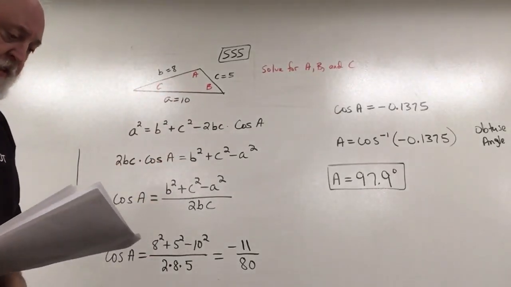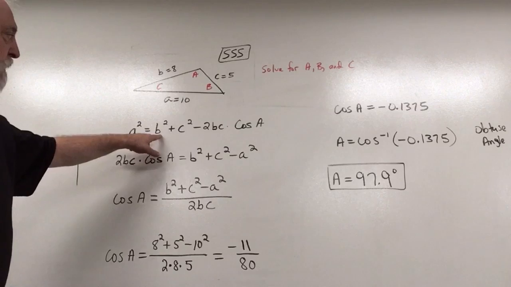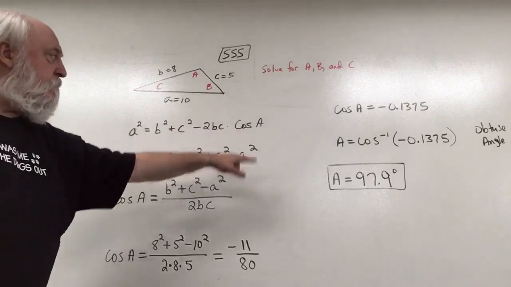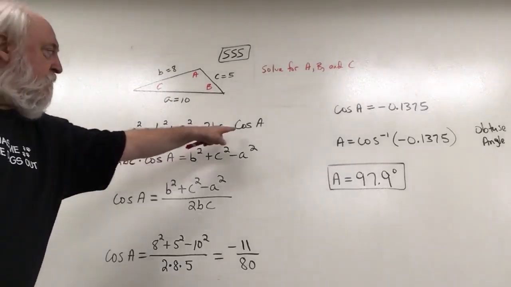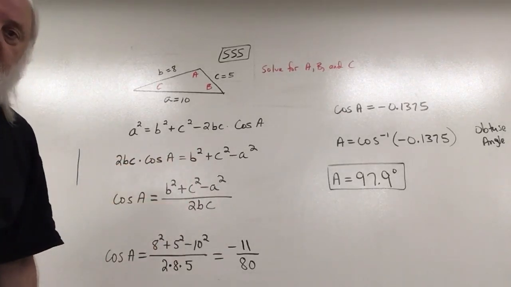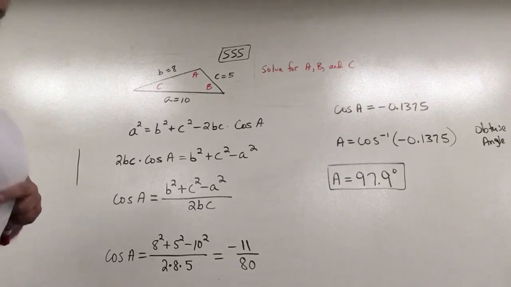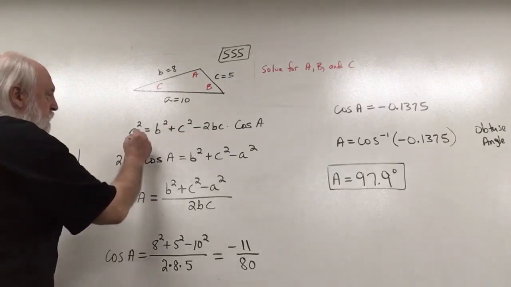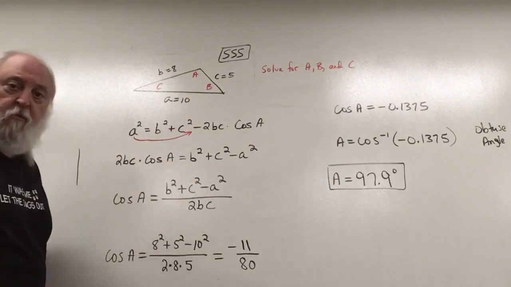So I'm using the top equation on page 1 of your notes. We have side A squared is equal to side B squared plus side C squared minus 2 times side B times side C times the cosine of angle A. Now you can substitute for little a, little b, little c, and then solve for cosine A. I prefer to solve for cosine A first and then substitute. It requires some algebra, but I can move a squared to the right-hand side by subtracting a squared from both sides.